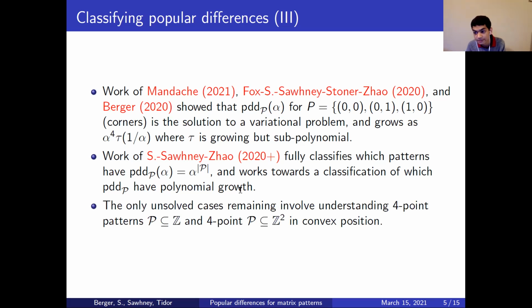And with regards to polynomial growth, those outstanding cases involve 4-point patterns over the integers, as well as 4-point patterns in Z2 that are in convex position. So for example, this case of squares that I mentioned, affine squares, those 4 points in the pattern are convex. And so that's a case where we know that it is not exactly alpha to the P or alpha to the 4, but actually we can show it's around at most alpha to the 5, but it's not clear whether it's supposed to be a polynomial growth or not.